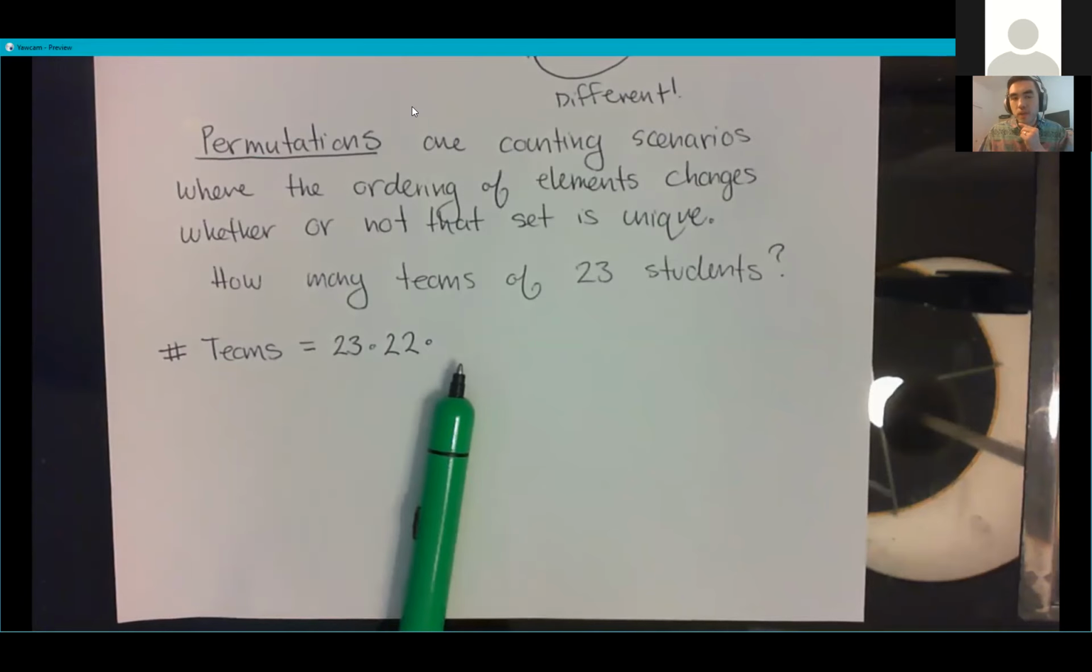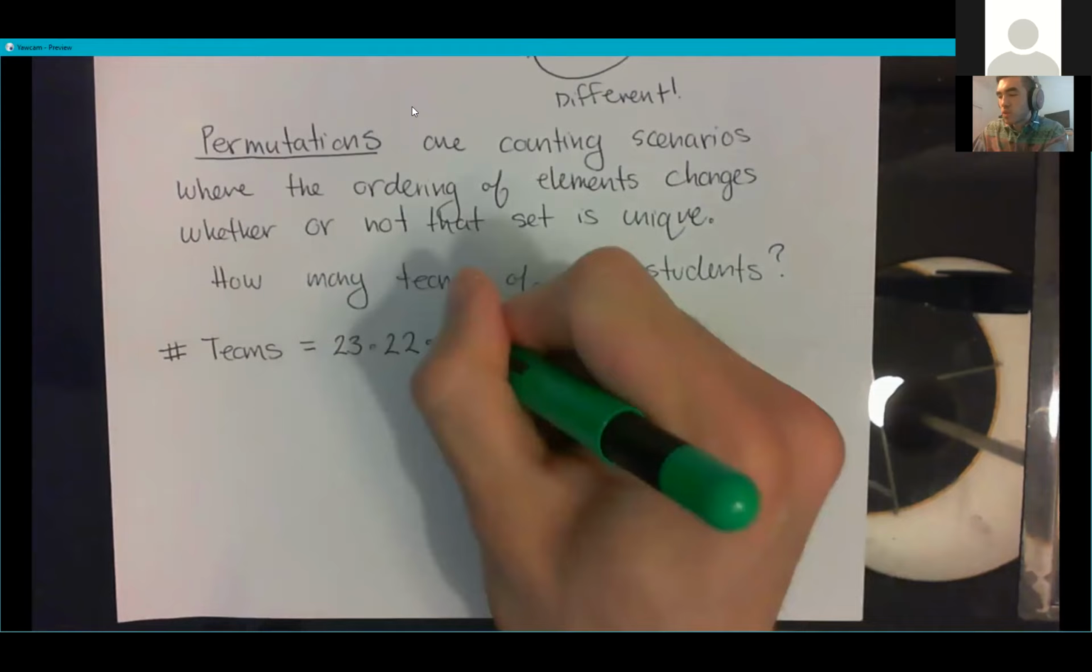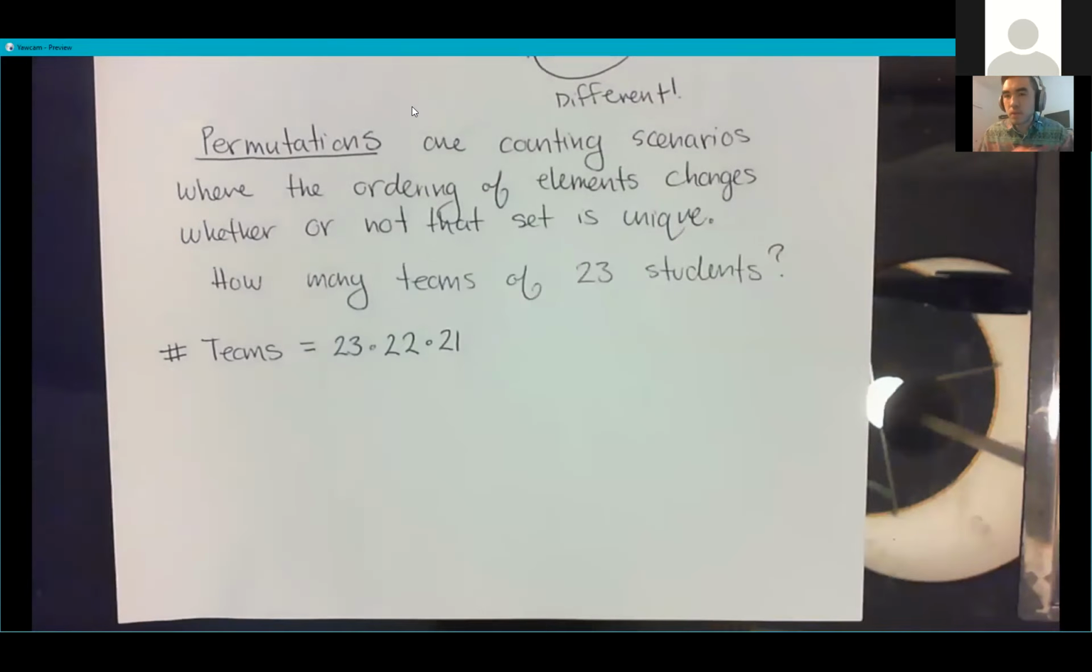So now how many people could we choose to be the modeler? 21. 21. I see. Drop my pen. Times 21.